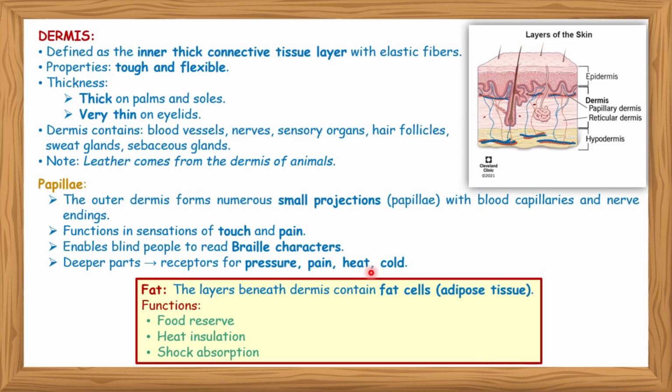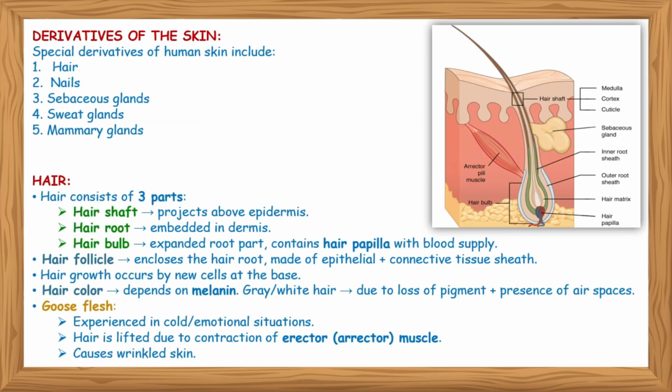Fat. The layers beneath the dermis contain fat cells or adipose tissue. It functions as food reserve, heat insulation, and shock absorption. Derivatives of the skin. Special derivatives of human skin include hair, nails, sebaceous gland, sweat gland, and mammary gland.